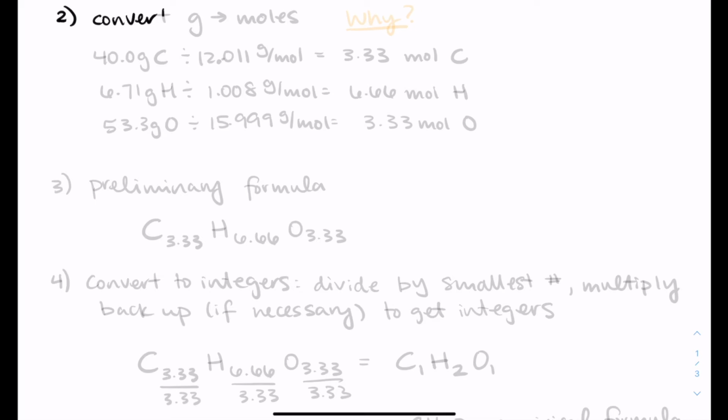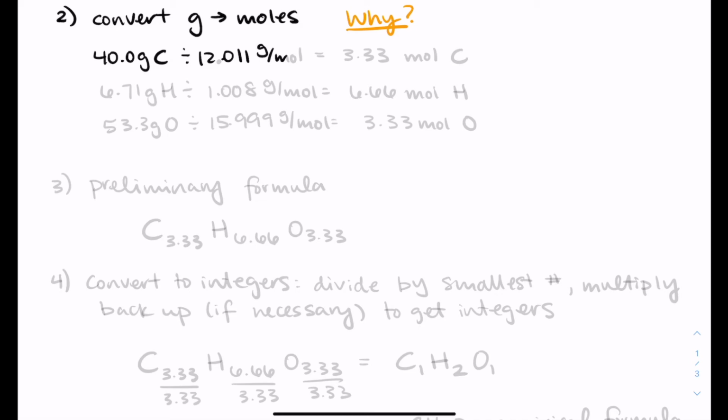6.71% of that 100 gram sample means I have 6.71 grams of hydrogen. 53.3% of 100 grams means I have 53.3 grams of oxygen. So in whatever size sample I have, in this case 100 grams, I have these specific gram amounts of each element, which I need to do step 2, which is where I'm converting the grams to moles.